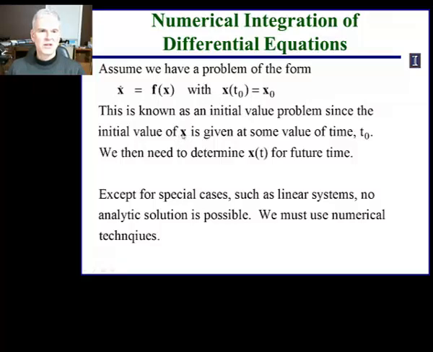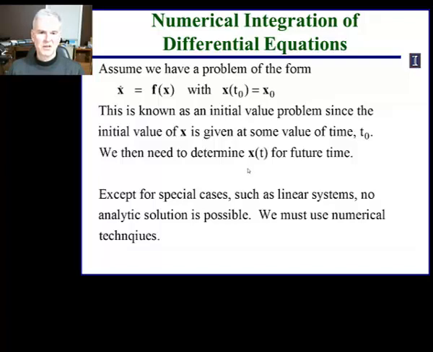Since we know the initial value of our state variables x, it's given at some time t naught, then what we want to do is determine the value of x of t for future time. Now, we know from earlier electrical engineering classes that if this is a linear system, we can actually determine an analytical solution. But for problems such as transient stability, which we're going to see has a number of nonlinearities, an analytic solution is really not possible.